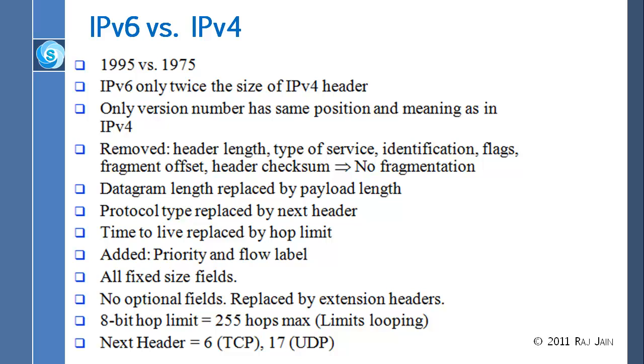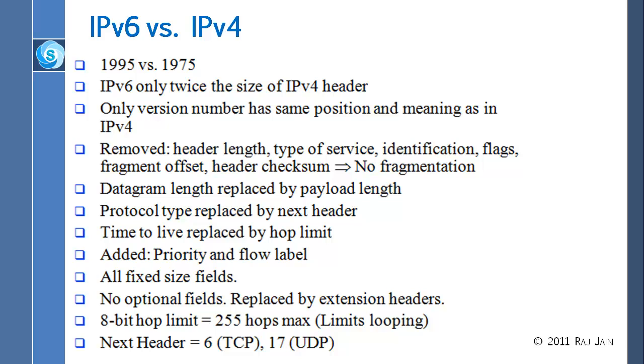All right. Protocol type field is now the next header, and time to live is replaced by hop limit, so they wanted to be truthful, and they added priority and the flow label. So they added priority. There was no priority before. Before they had something similar called type of service, 4 bits, now they call it priority. And flow label. So what is a flow label?